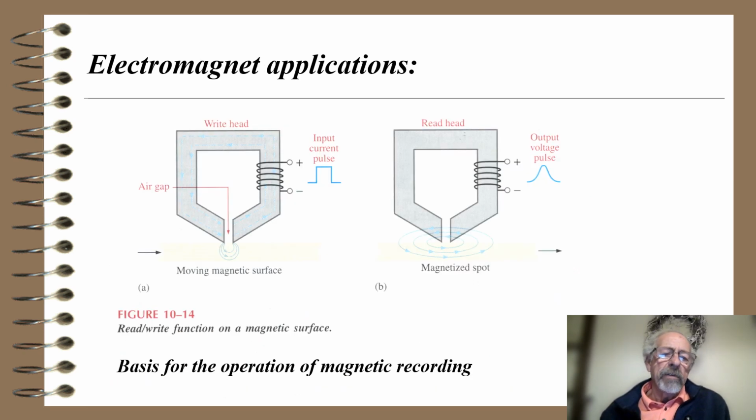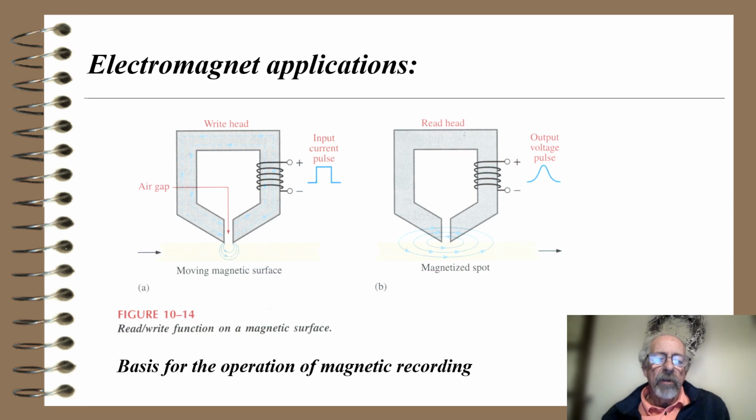What are some applications of electromagnets? Well, here's a read-write function on a magnetic surface. This is the basis for the operation of magnetic recording. You see the write head on the left-hand side, and a moving magnetic surface is under it. You put in an input current pulse.